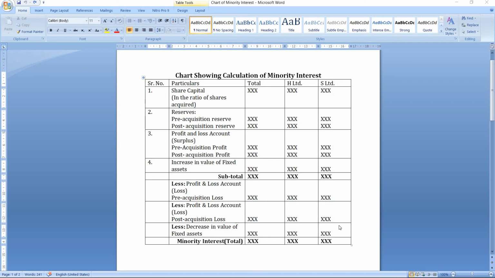Then you have to divide the reserves, profit, and increase or decrease in the value of fixed assets. And the last column represents your minority interest. So if you do this, you will get 5 marks.